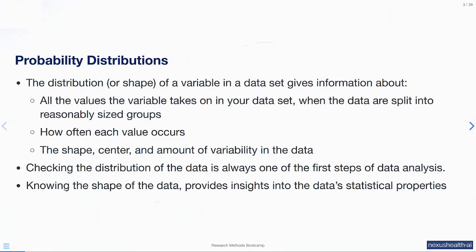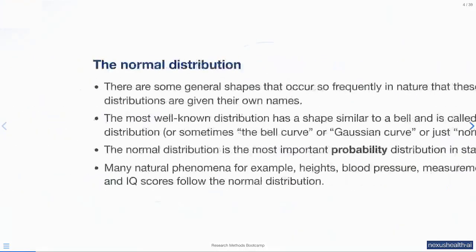The distribution and shape of a variable in a data set gives information about all the values the variable takes when the data are split into reasonably sized groups. It also gives us information about how often each value occurs. It tells us about the shape, center, and amount of variability in the data. Checking the distribution of the data is always one of the first steps of data analysis. Knowing the shape of the data provides insights into the data's statistical properties.